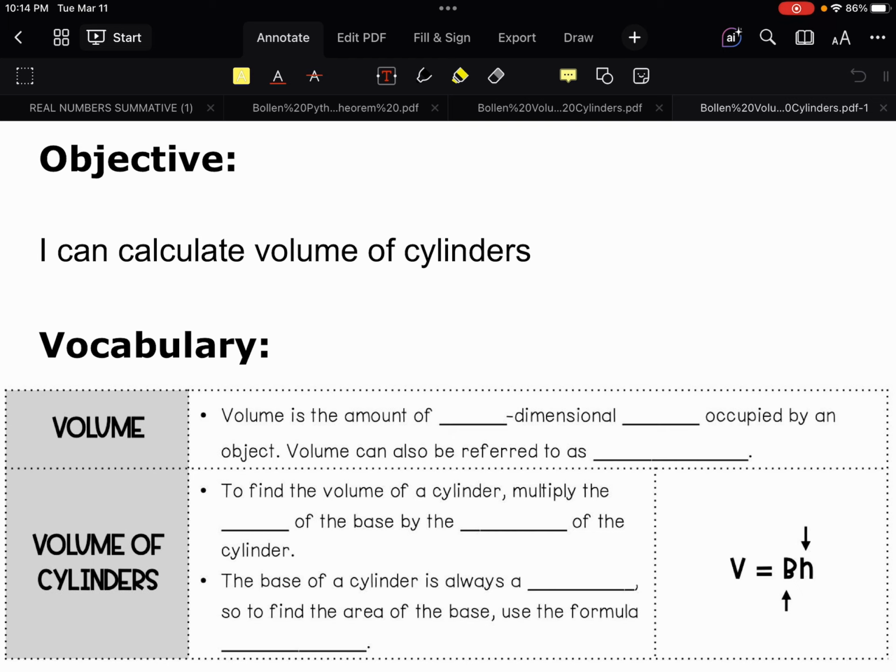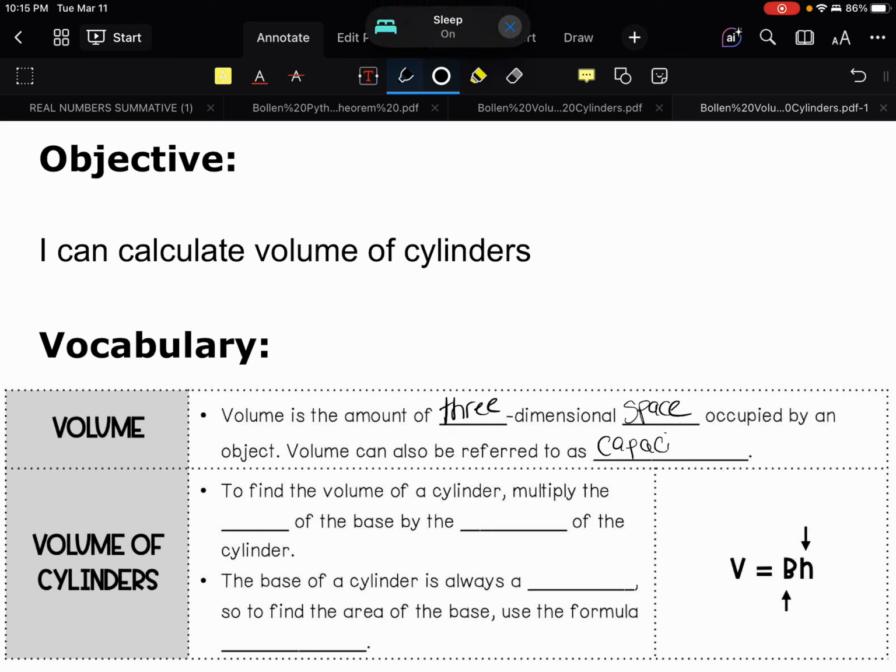Volume is the three-dimensional space occupied by an object. Volume can also be represented as the capacity. And that's a lot about what you talk about in science. It's the space that if you filled up the container to the tippy top, that it will all be filled. We're specifically focusing on the volume of a cylinder.